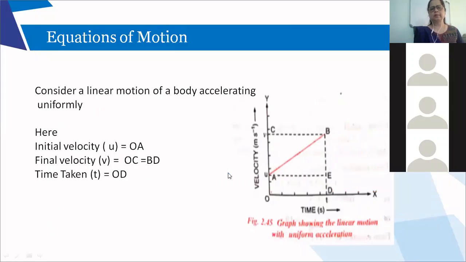OD is the time period. That is 5 seconds or whatever. So I have already written, read carefully. Consider the linear motion of a body which is accelerating uniformly.